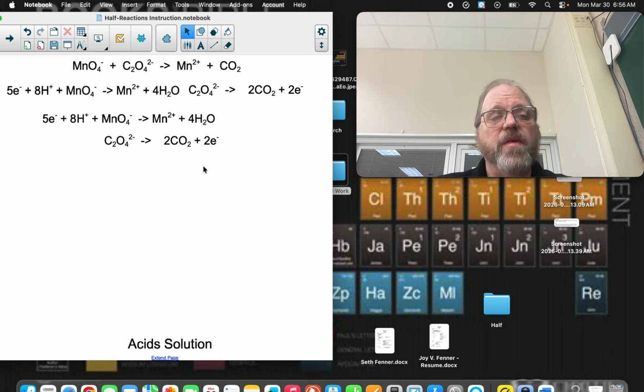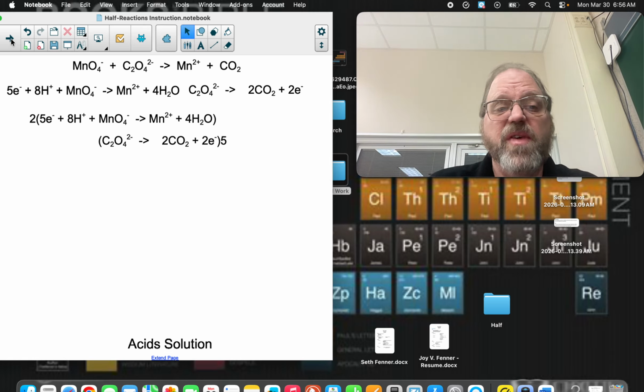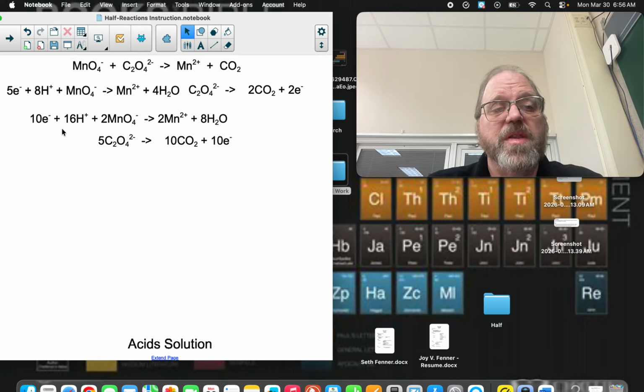I'm going to multiply the first one by 2, the second one by 5. When we multiply through, I end up with 10 electrons plus 16 hydrogen ions plus 2 permanganates gives me 2 Mn2 plus 8 waters. And the second reaction, I have 5 C2O4 2 minus yields 10 CO2s plus 10 electrons.